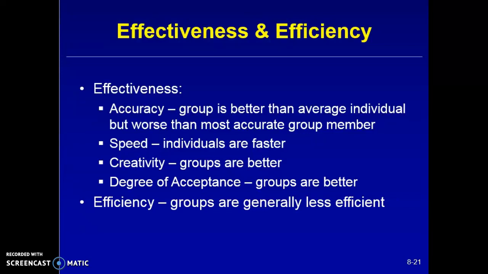We need accuracy. We know that a group is better than the average individual, but worse than the most accurate group member. So we know that there's one person in that group that probably would make a better decision, but the group's average is better. People will buy in.